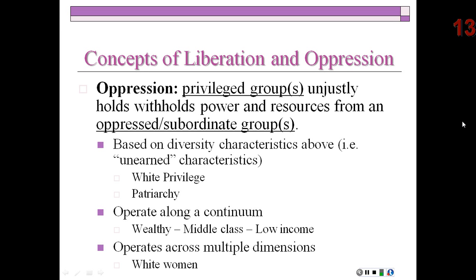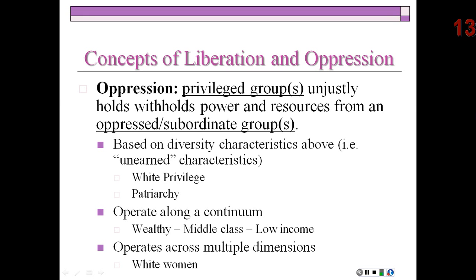And oppression can operate across a continuum, right? So you can be middle class and sort of be a privileged group compared to low-income people, but then be a sort of an oppressed or subordinate group toward wealthy people. So it sort of operates along a continuum. It's not black or white. It's not oppressed and subordinate.